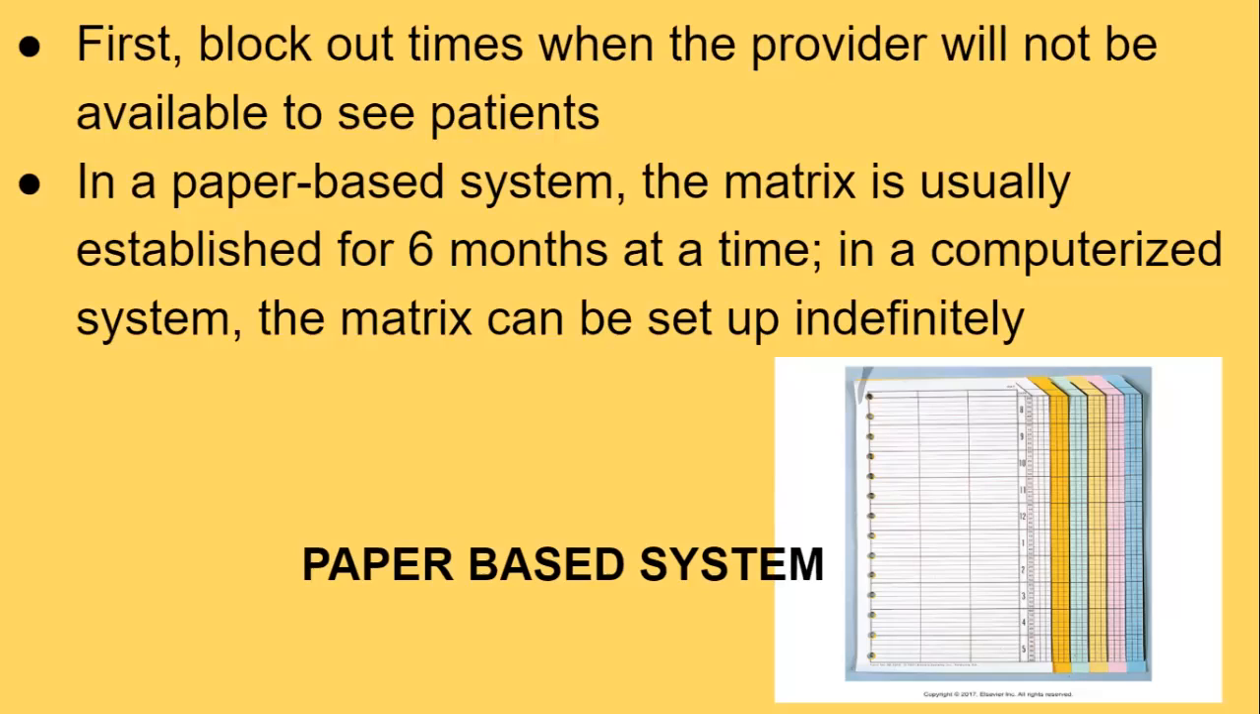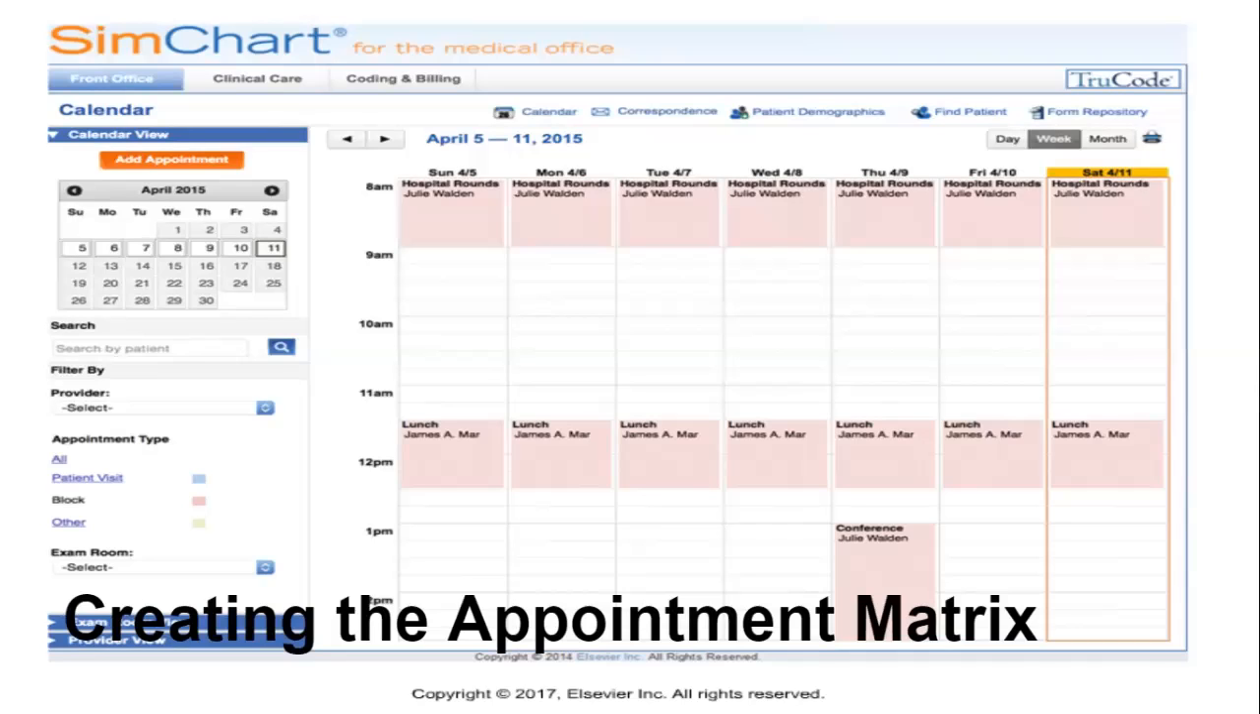Now I'm going to go back and just give you an example. So if you look at 8 a.m., Dr. Julie Walden is going to make hospital rounds at that time. So she cannot realistically see patients in the facility or in the office if she's making her hospital rounds.